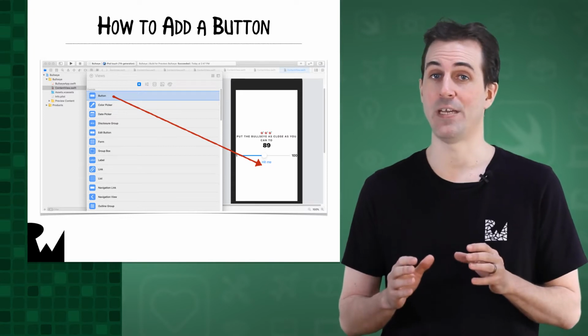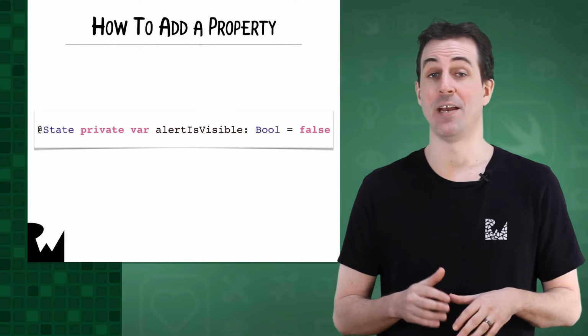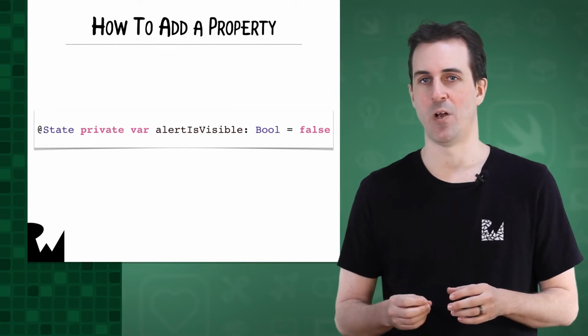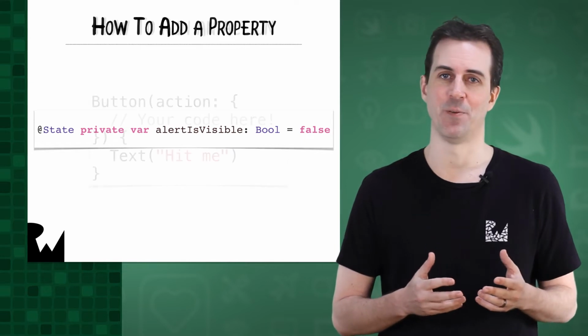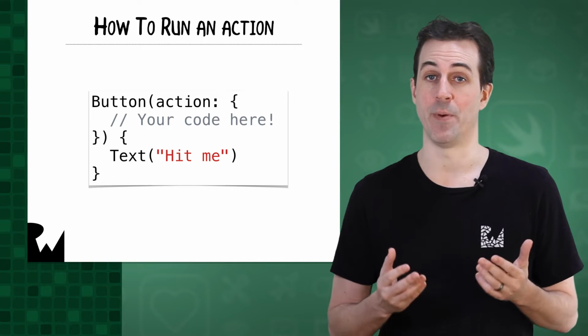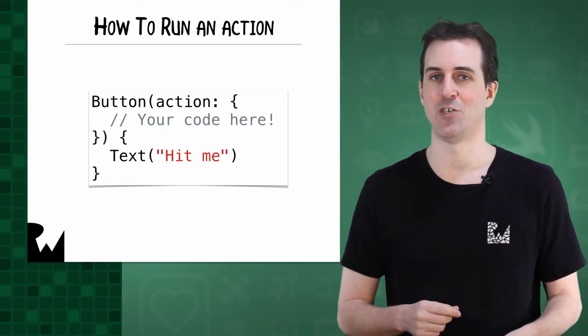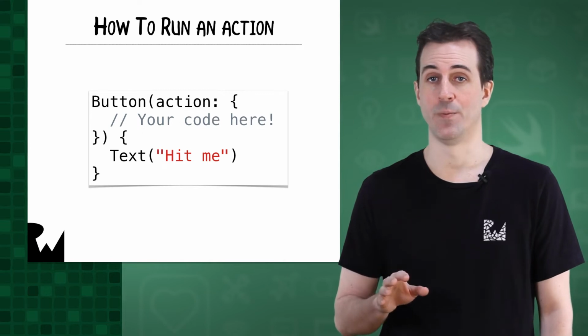Now luckily you already have an example of how to do this. You also already have an example of how to add a state property to your content view struct. You can copy and paste this and rename it to who's there is visible. Finally, you already have an example of how to use some code when the button is tapped by putting it inside the action block. This is where you want to set who's there is visible to true.